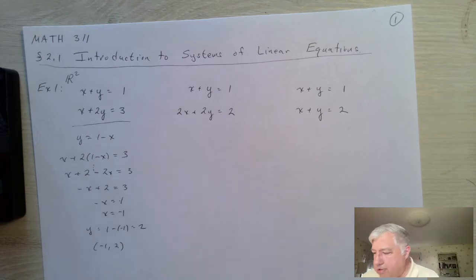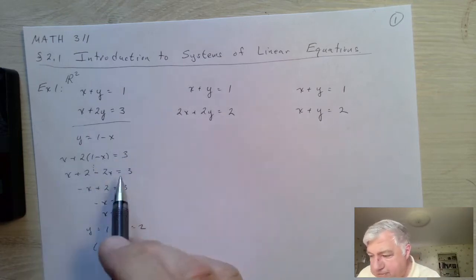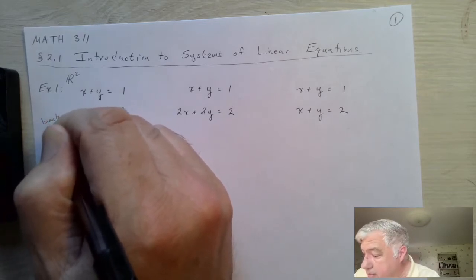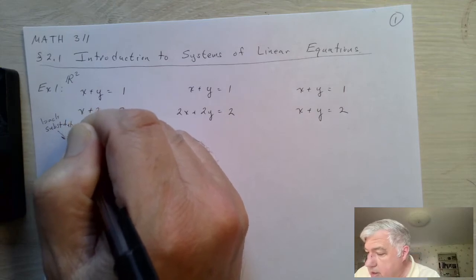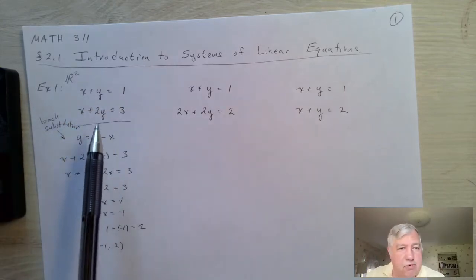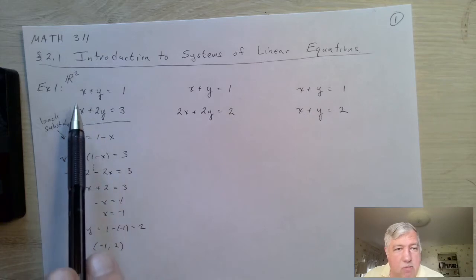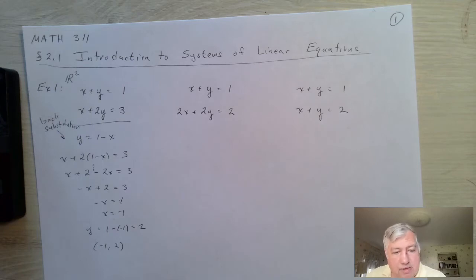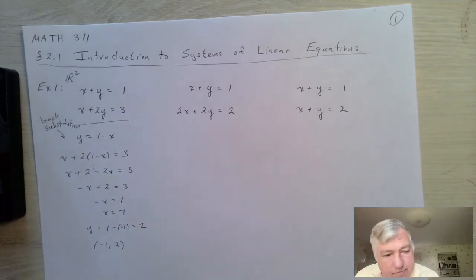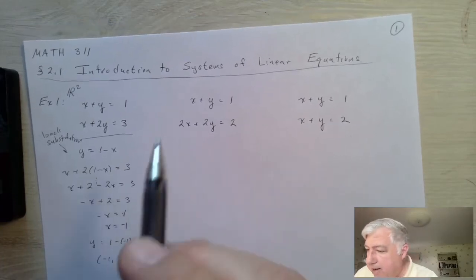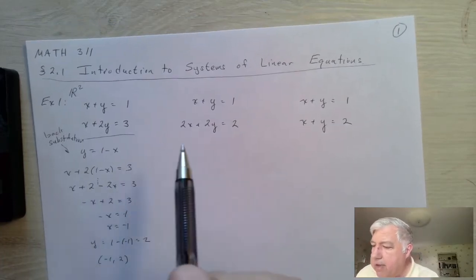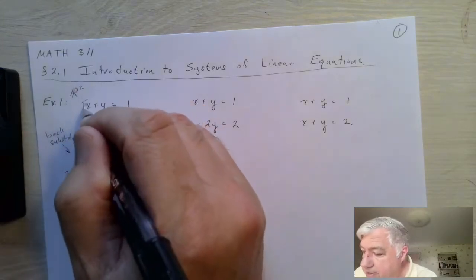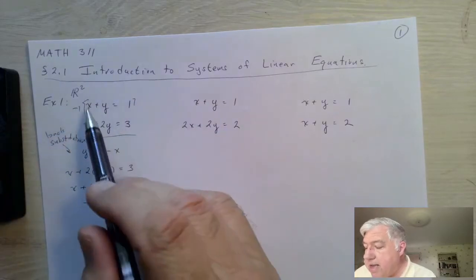So this is called back substitution. Another way we could have done this is we could have multiplied one of the equations by -1 and added it to the other, and then that would eliminate a variable. We could multiply this equation by -1. Okay, we do that. Then the x's would cancel.